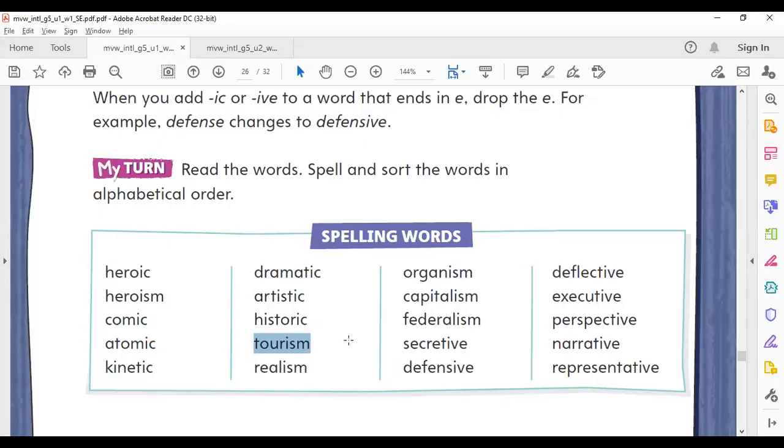How many syllables are there in tourism? Three. Are you sure about it? Two. Mister, can I answer? I know. It's two. Teacher, yes, they are two. Very good. Tour and ism. Tourism. Very good.